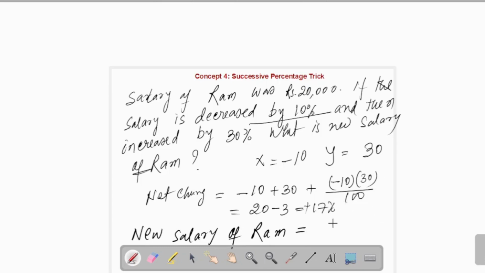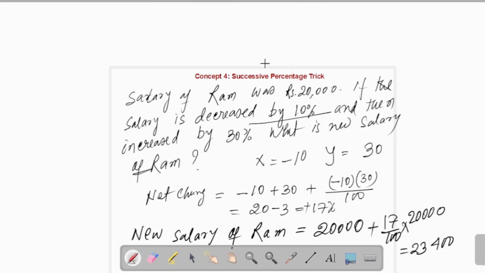of Ram will be 20,000 plus 17% of 20,000. So 17 by 100 into 20,000. So it will come around 23,400. So initially Ram was getting 20,000. Now after the decrease and increase of salary simultaneously, he will get 17% more salary, which is 23,400.